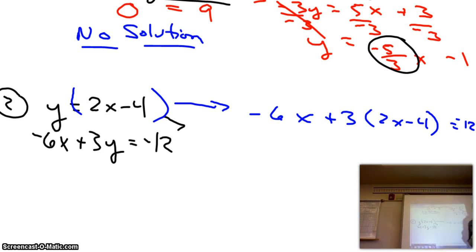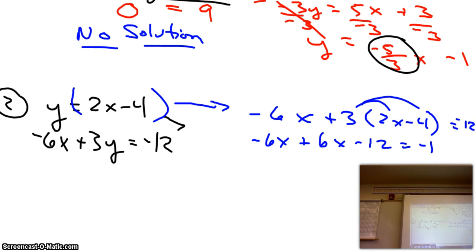Okay, so who wants to quickly walk us through it? What happens, Kate? We get negative 6x plus 6x, and then negative 12 equals negative 12. So what is negative 6x plus 6x? 0. So we end up with negative 12 equals negative 12. Do we want to keep going? Does negative 12 equal negative 12? Yes, negative 12 does equal negative 12. So what can we say?